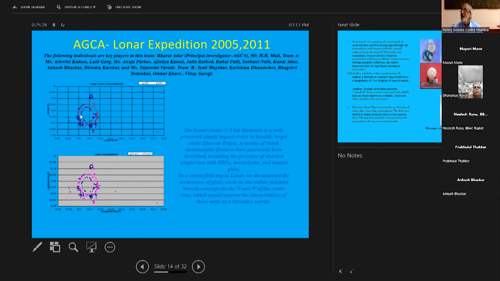Over here, there were two groups, and the two groups had to see how much the diameter of Lonar is. They did it by using GPS, and then by triangulation, they were able to get the diameter. So when you do these exercises, then you know why you do physics, why you do mathematics, why you have to know it.